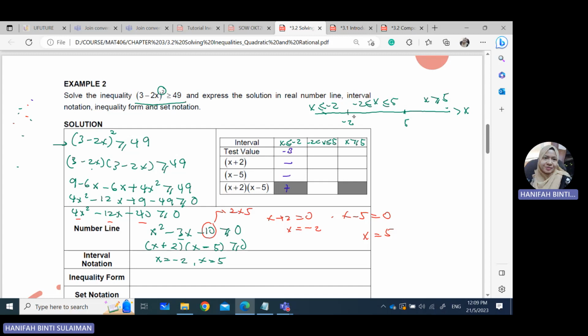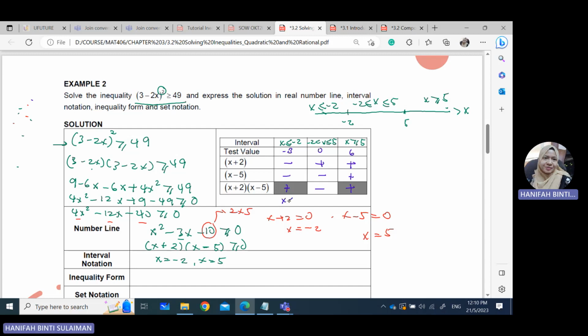So yang ni nilai antara negative 2 to 5. 0 tak termasuk, 0 termasuk tak? Termasuk. So you boleh ambil nilai kosong. So 0 plus 2 is 2, positive. 0 minus 5, negative. So positive, negative, negative. Okay, so yang ini x greater than 5, so kita ambil 6 lah. So 6 plus 2, 8, 8 is a positive. So 6 minus 5 is 1, 1 is a positive. So positive, positive is positive. So kita ambil area yang positive.